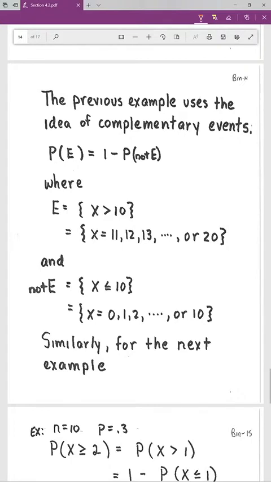Now, the previous example used the idea of complementary events. We know that the probability of an event equals 1 minus the probability of not the event. So for x greater than 10, that's 11, 12, 13, dot dot dot, all the way to 20. And not our event, which is x less than or equal to 10, would be 0, 1, 2, dot dot dot, all the way to 10.